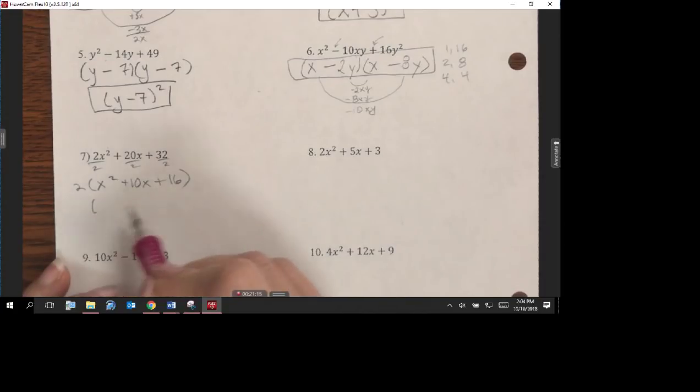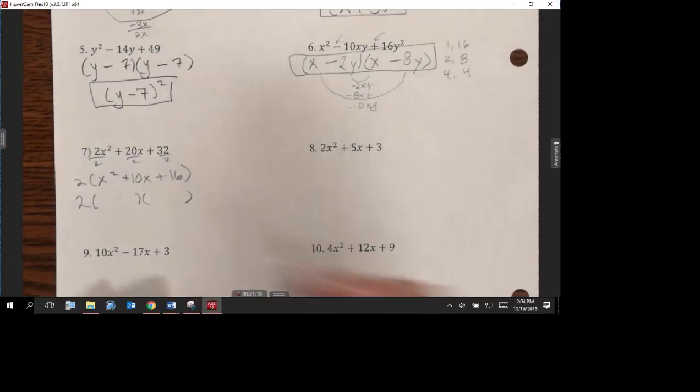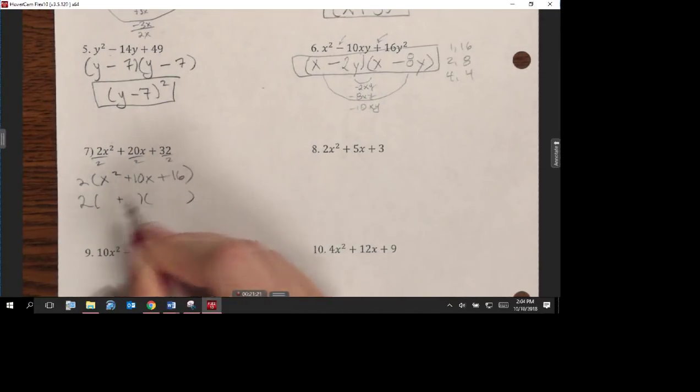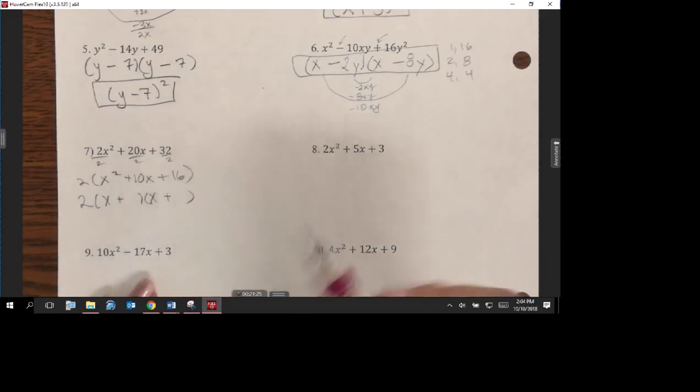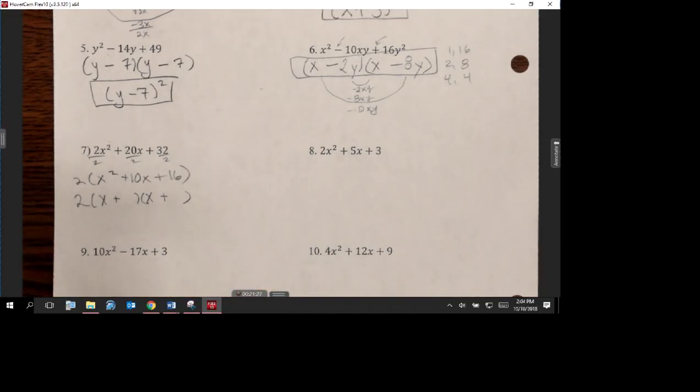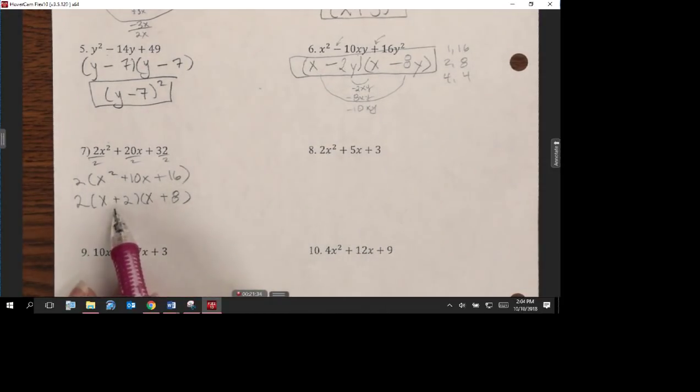Then the trinomial itself becomes 2 parentheses. That 2 just comes down. They're going to be same sign. They're both plus. X and x. What multiplies together to give us 16? But we have to add in the middle to give us 10. 2 and 8. And do we have a perfect, no, a difference of squares, I mean?